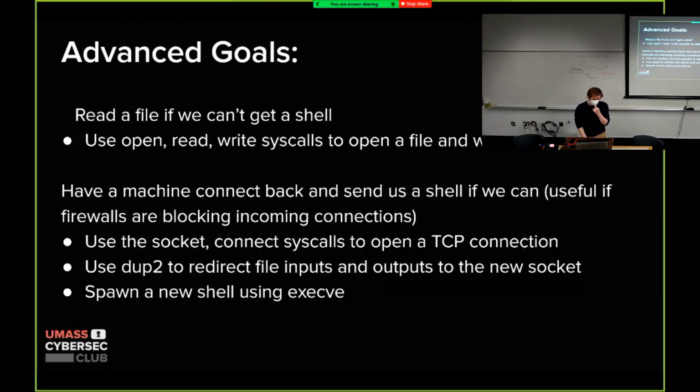And then the other one is like we were talking about the firewall issues. So say if there's a firewall, we can use the socket and connect syscalls to create a TCP socket connecting to us. We can use dup2, which I don't really fully understand, but it makes it work. It will redirect all the standard input, standard output to the new socket, and then we can spawn a shell. And this will act as an outgoing request instead of incoming, and avoid all firewall blocks.